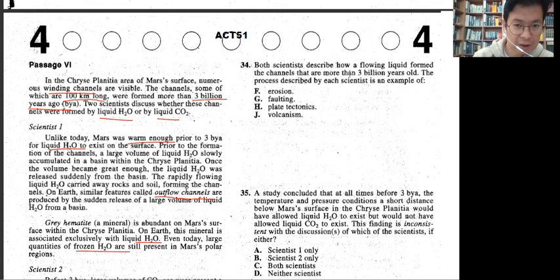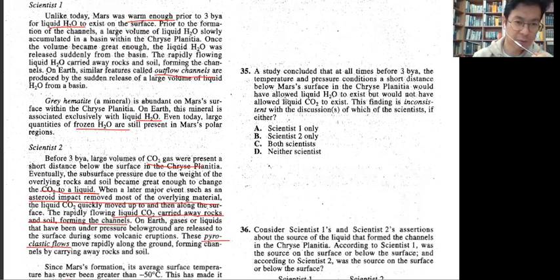Both scientists say the channels formed a billion years ago. Erosion, volcanoes, erosion. One is by water, one is by liquid CO2. And a student study concludes that for all the time before 3 billion years ago, the temperature and present conditions a short distance below, okay, have not allowed liquid CO2 to exist. This is inconsistent with scientist 2, because scientist 2 is saying liquid CO2, and this says it's not allowed liquid CO2.